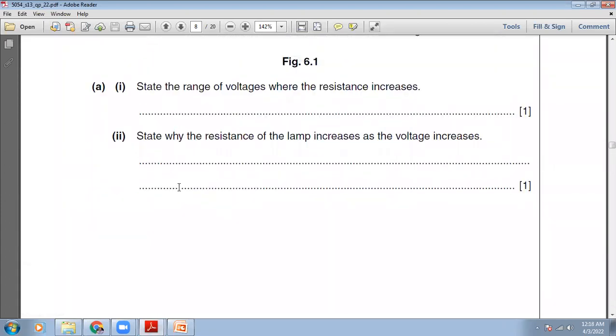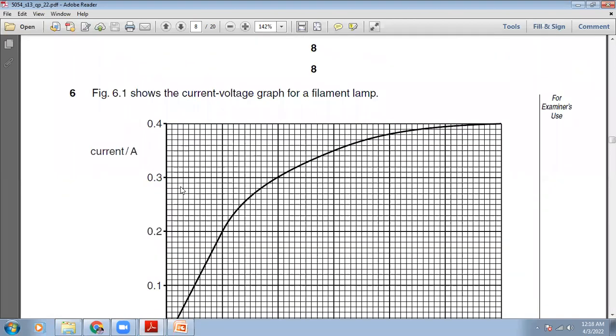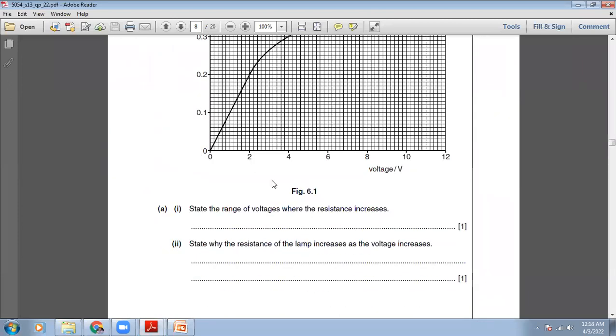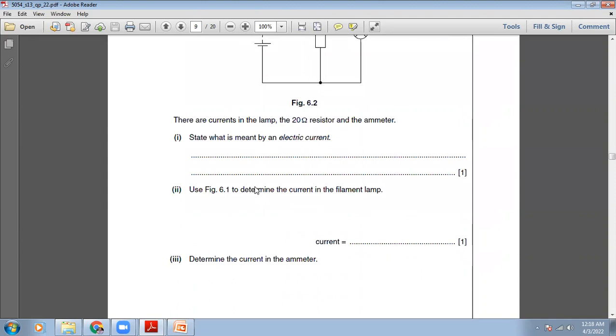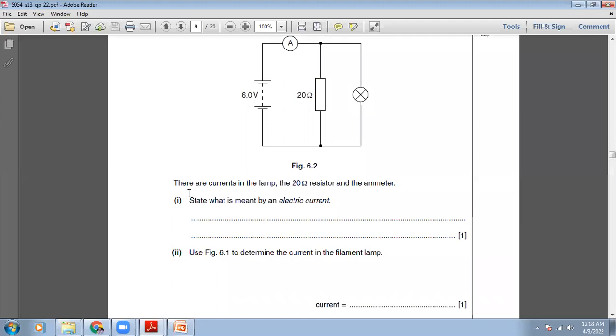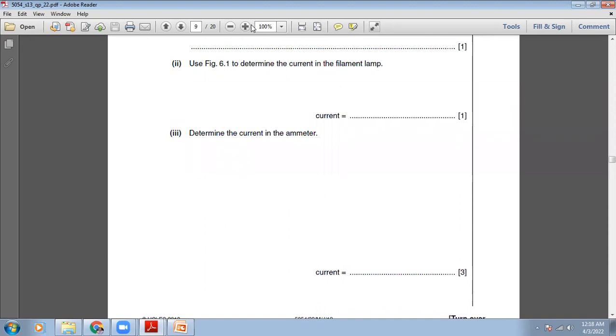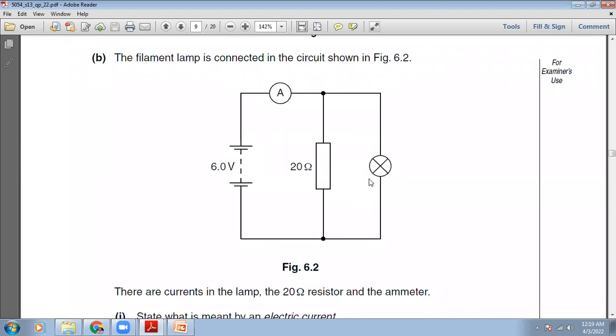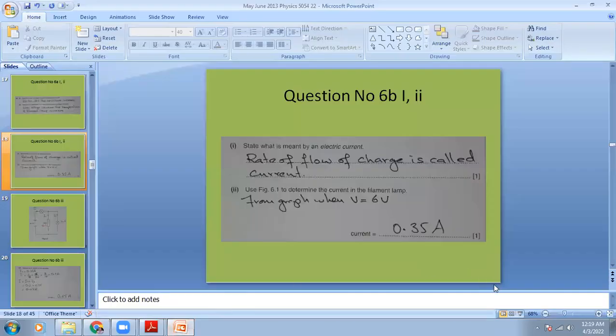It says state why the resistance of the lamp increases as the voltage increases. This is done. Then the question is, what is the current in the filament? We are done with that. Then the question is, determine the current in the ammeter. So I know the current flowing through this filament is 0.35 ampere. I can calculate the current flowing through this branch, then I will add up all the currents.